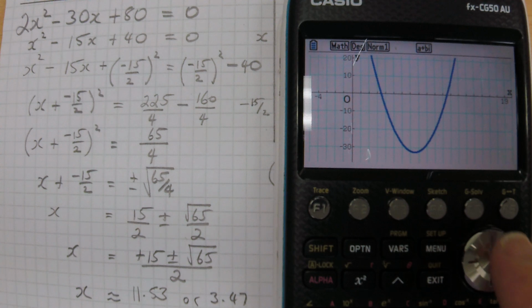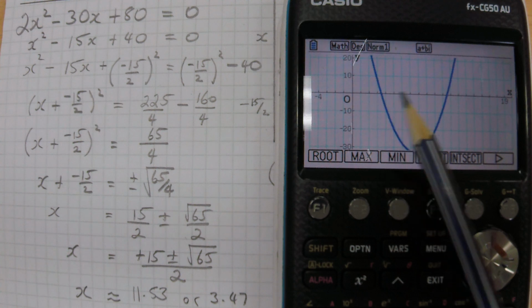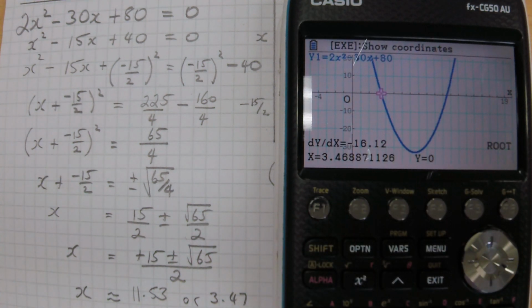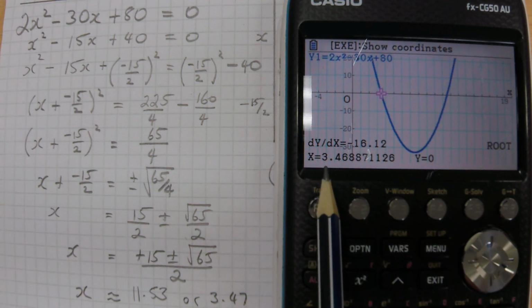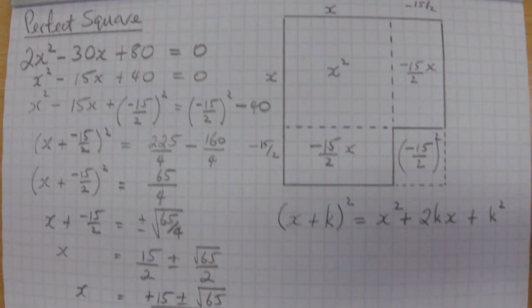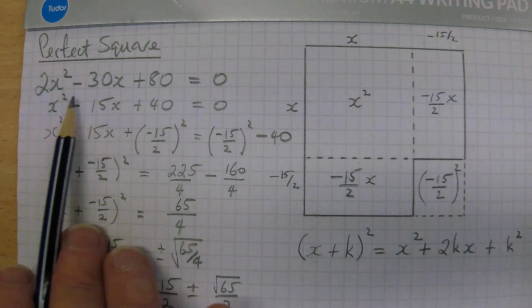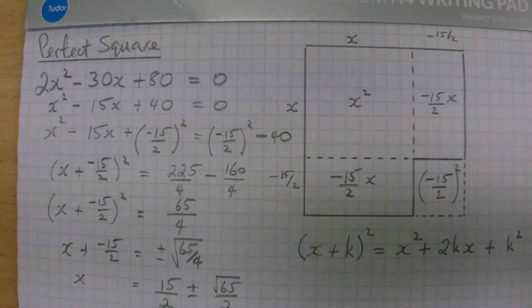I can find that quickly with F5, which is G-Solve, and then the roots of the equation refer to these 2 points. So I press that, and the calculator found for me that the first root was at x equals 3.46, just like we calculated here. Use the right arrow and I get the second root, 11.53, just like we found there. So that's a quick demonstration of factorising quadratics using the completing the square technique. Once you get the hang of it, you don't need to draw these diagrams, just have to do the algebra and you're all good.